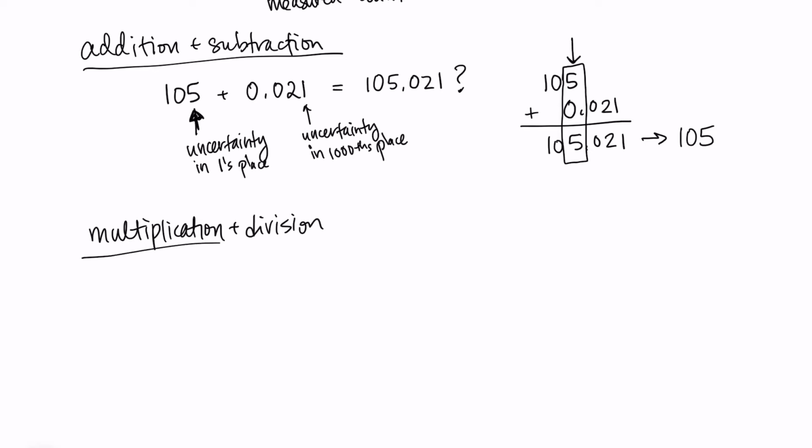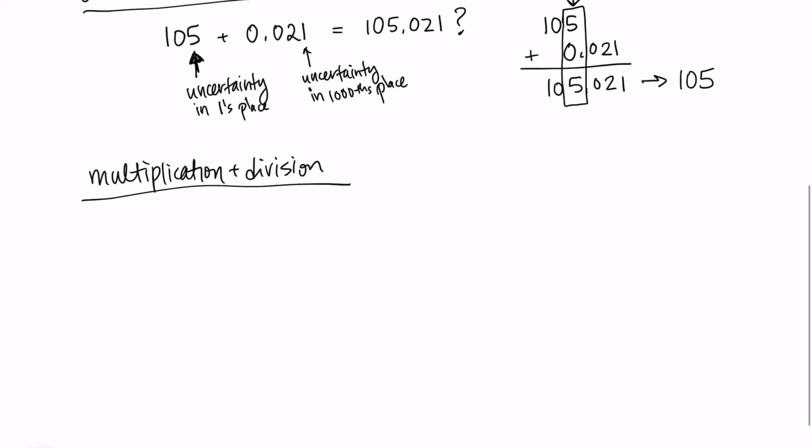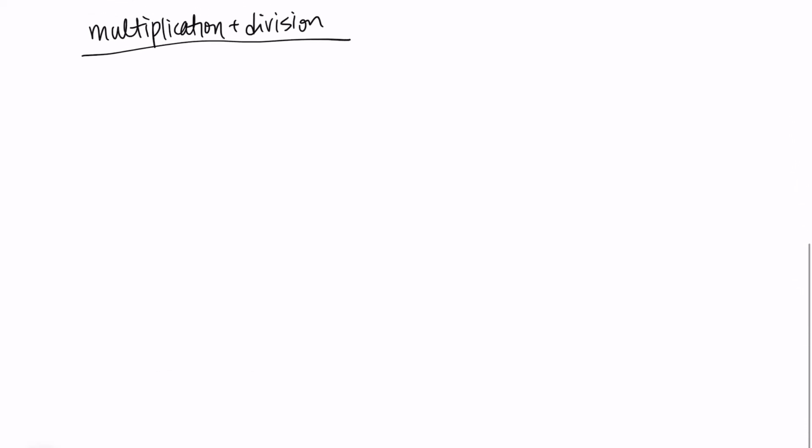For multiplication and division, we are going to think about how many sig figs we have. I'm going to do easy math here. So let's say I have 5 times 10 decimal point. This number has 1 sig fig. This number has 2 sig figs. If I multiply them together, I get 50.